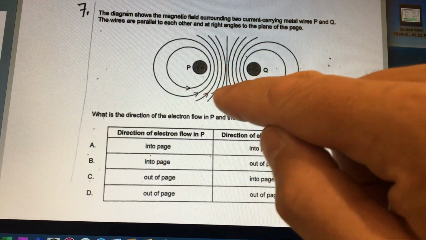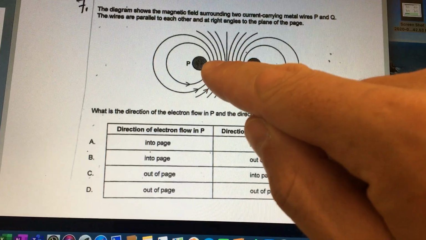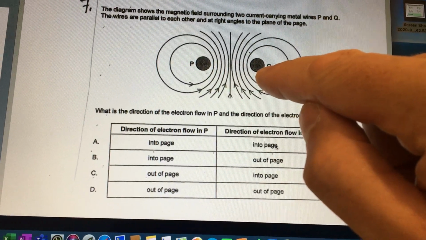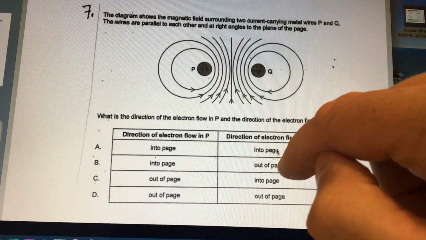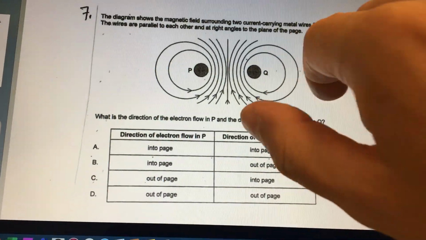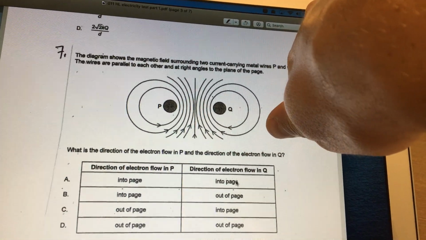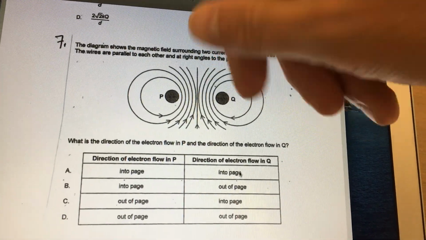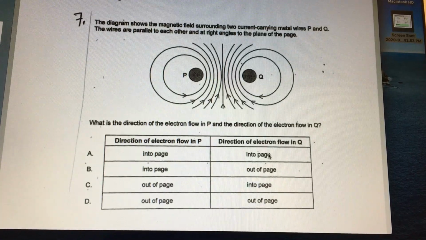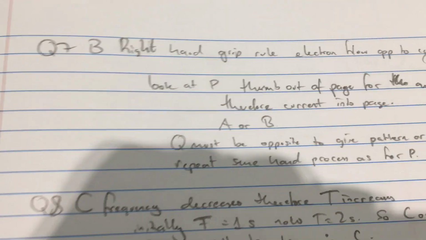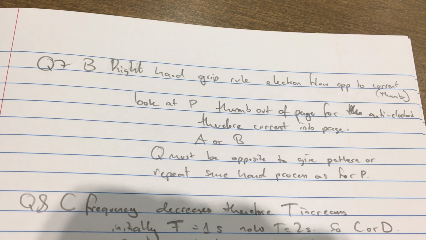Since this pattern, they marry up like this pattern means that this is doing one thing and this is doing the opposite. Then you know it's B. Alternatively, you could do the same thing again and say, well, the field lines are going around that way, so my thumb's going into the page, therefore current is coming out of the page. That was question 7. Here's my logic thought train.